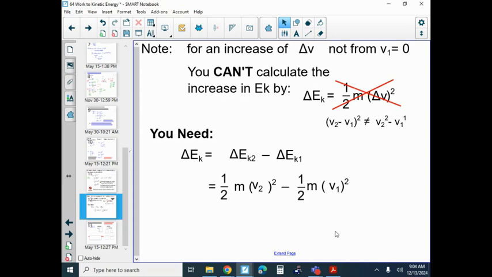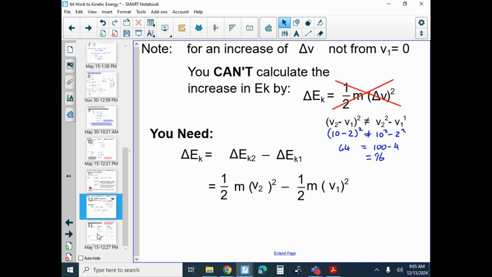So any example you want to do here can show that, right? If you did say a final velocity of 10 and an initial velocity of 2, 10 take away 2 squared is not the same as 10 squared take away 2 squared. This is 8 squared, which is 64, and this is 100 take away 4, which is 96. So it's that same mathematical non-equivalence that leads to incorrect physics answers.